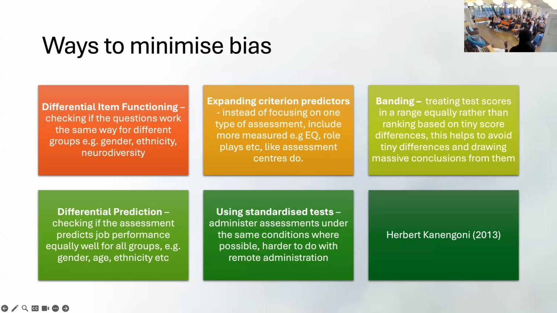Otherwise, I'd be really scared. So I don't have to tell you that. You do that already. But for the ones that you're mixing the psychometrics with, just make sure that they're actually valid, reliable, culturally open, etc. Bandings, and I think I had this earlier, but I heard someone talking about treating test scores in a range equally rather than ranking based on tiny score differences.